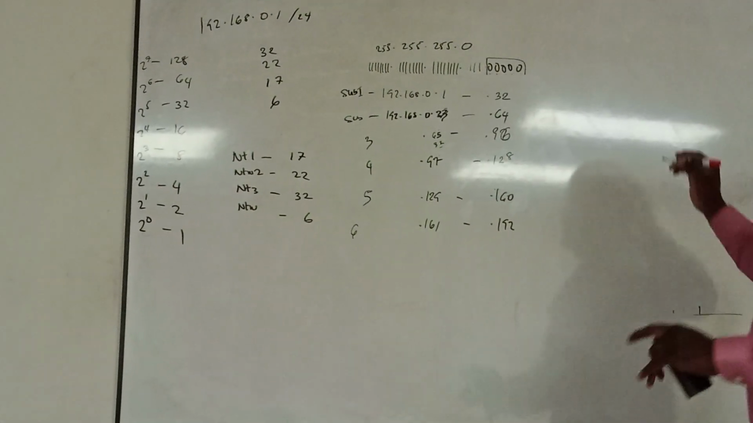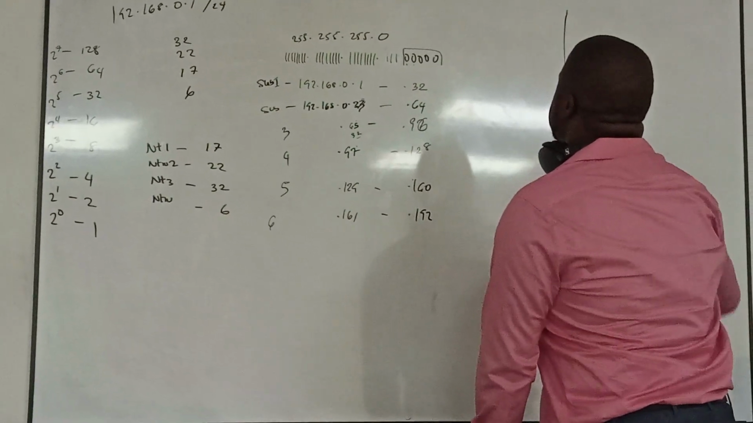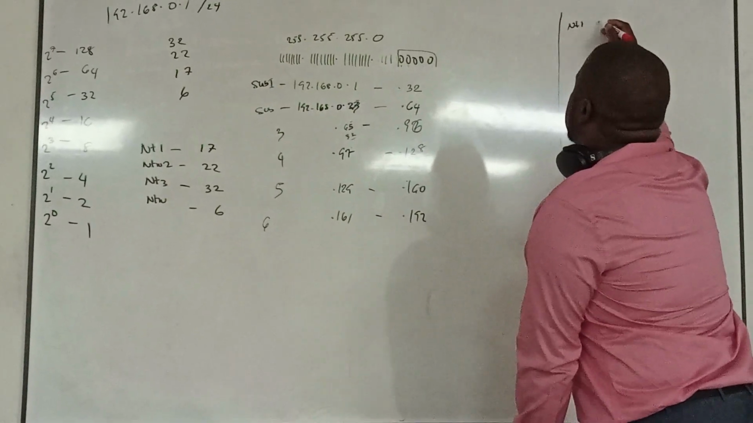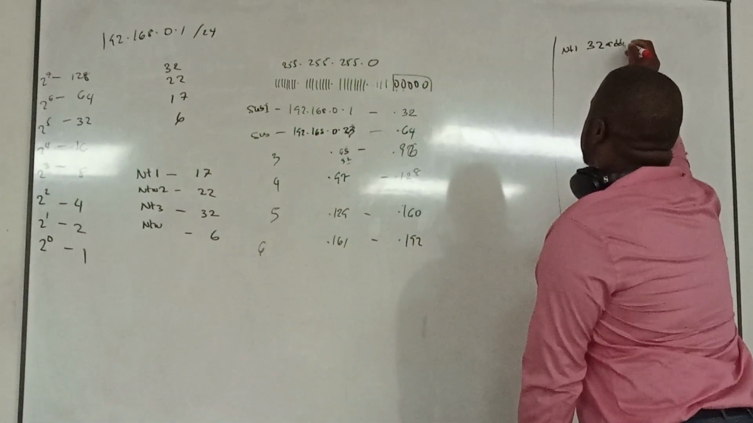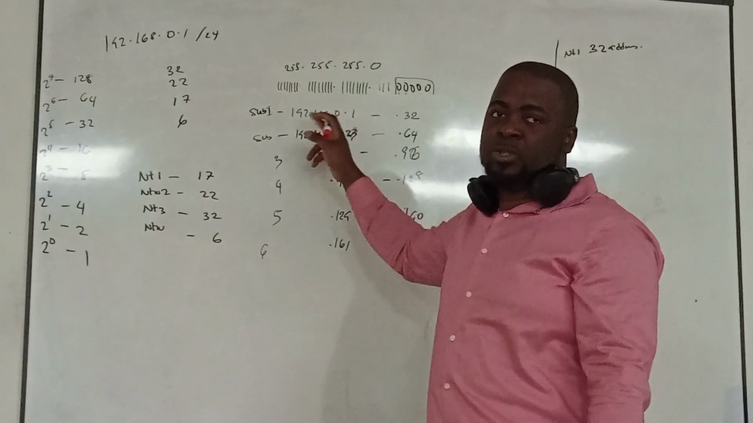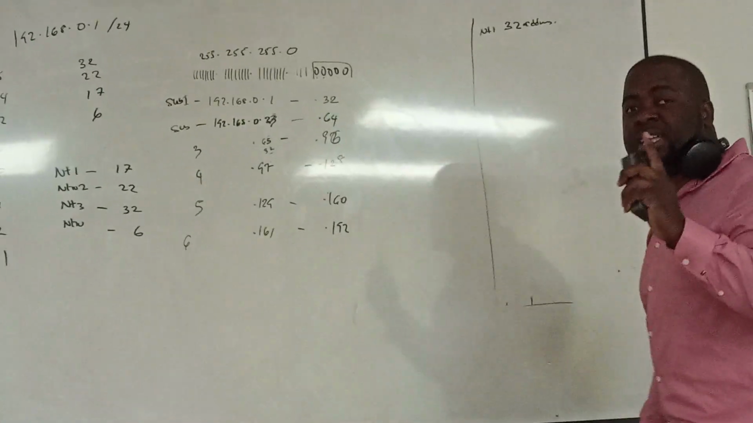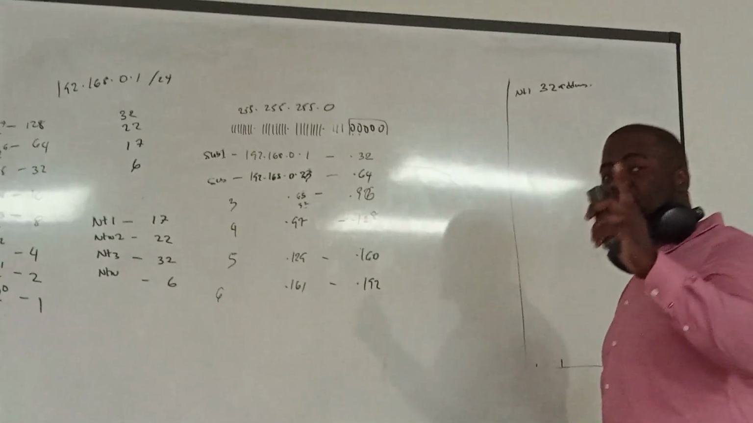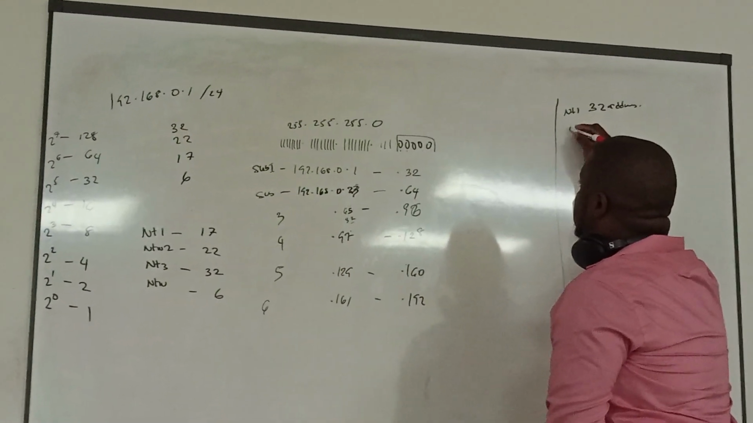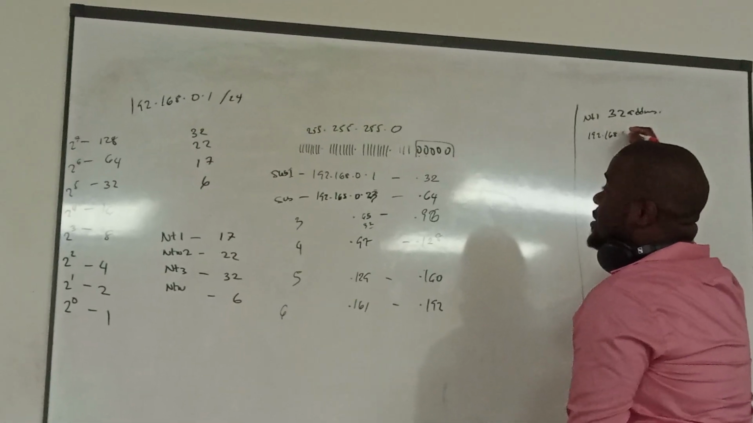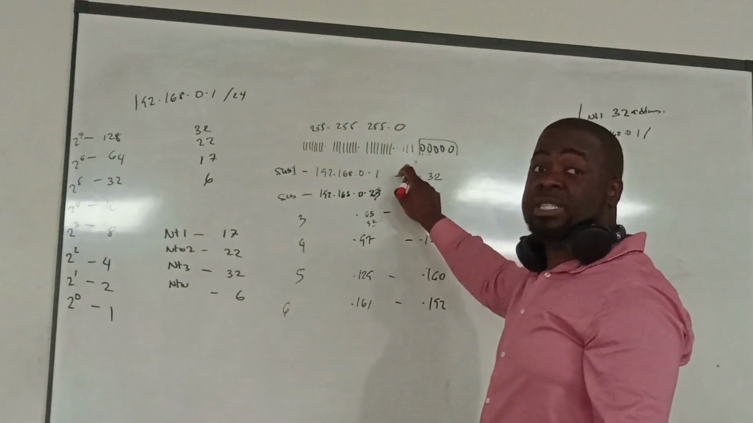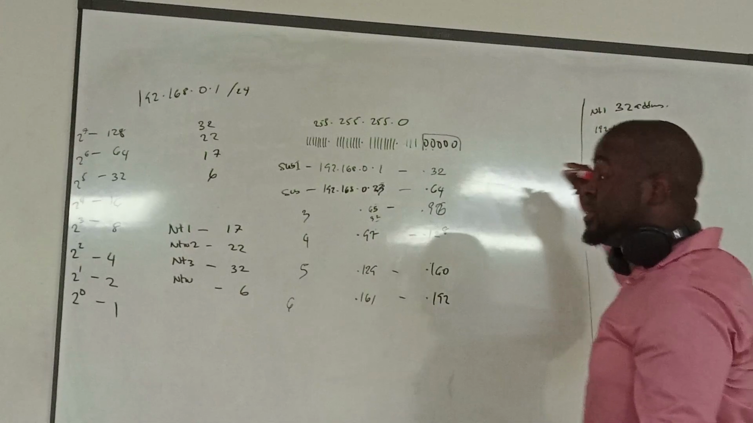Now, guys, watch this. On this side, let's write. So there are four networks, right? Let's do network 1. 32 addresses. Now let's take one of these. Maybe let's take the first one. So for our first network, the network that requires 32 addresses, our address will be what? 192.168.0.1 / what? 27, right? Yes, sir.